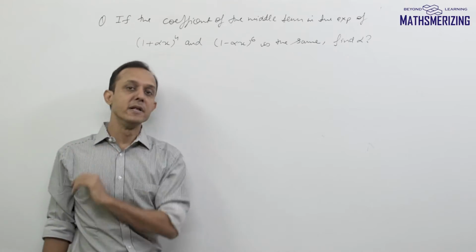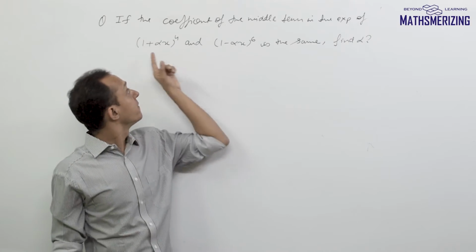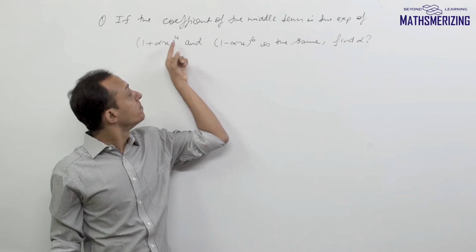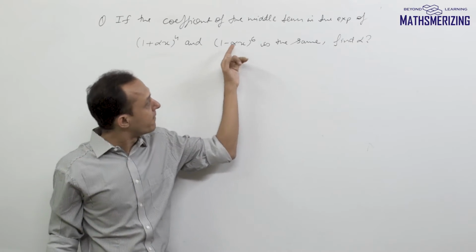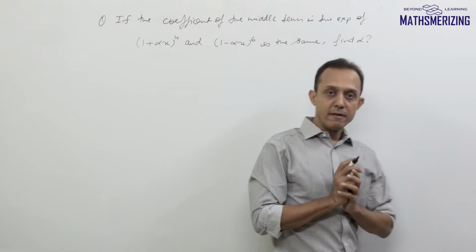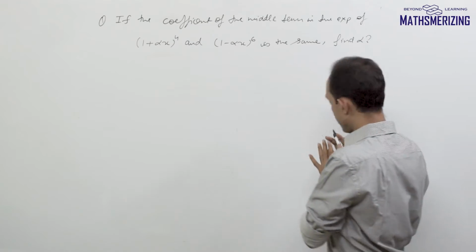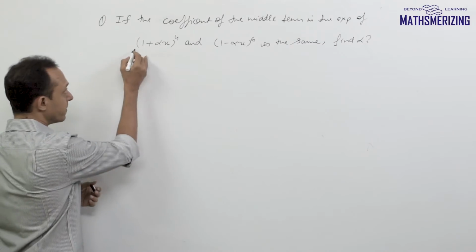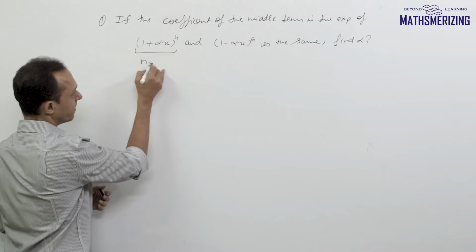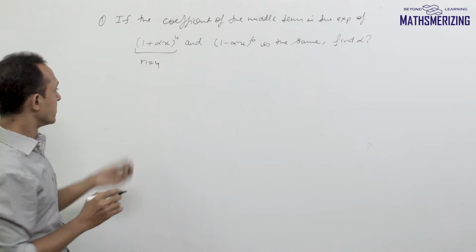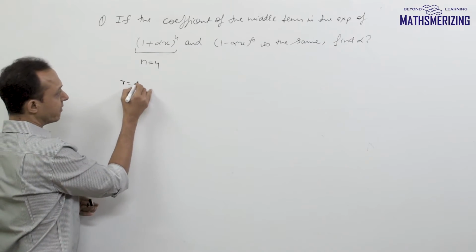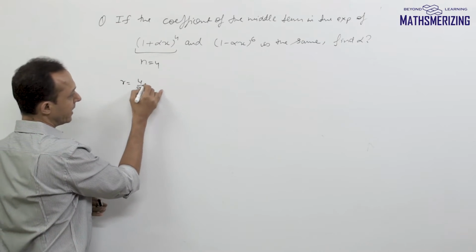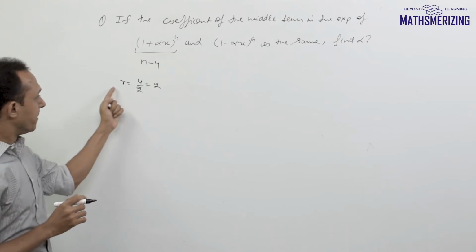If the coefficient of the middle term in the expansion of (1 plus alpha x) to the power 4 and (1 minus alpha x) to the power 6 is the same, then we need to find the value of alpha. Now we need to find the middle term in this. For this expansion, the value of n is 4, which is an even number. So in that case, the value of r will be given by simply 4 by 2, which will be 2. So there will be the third term.